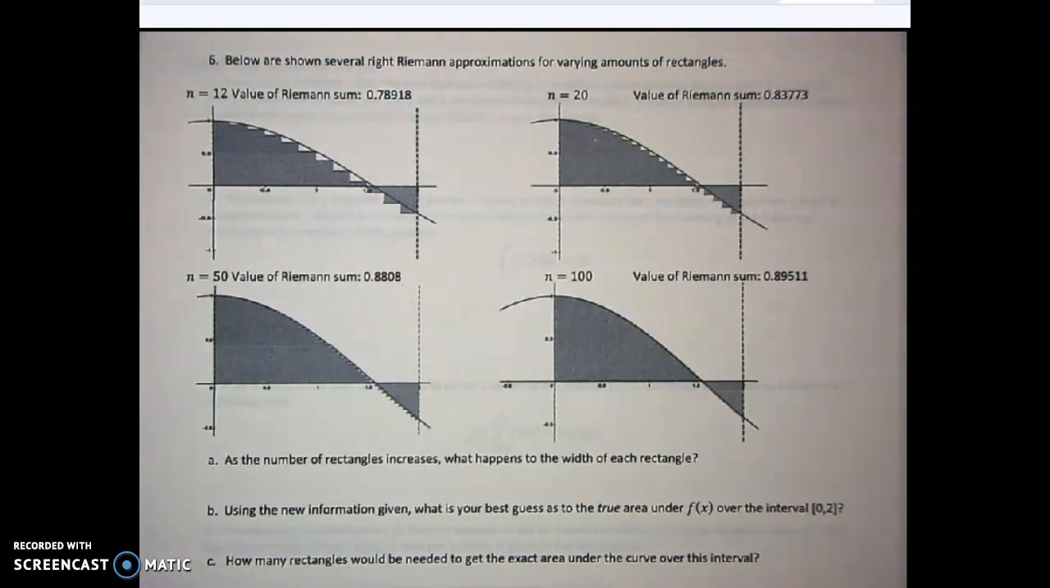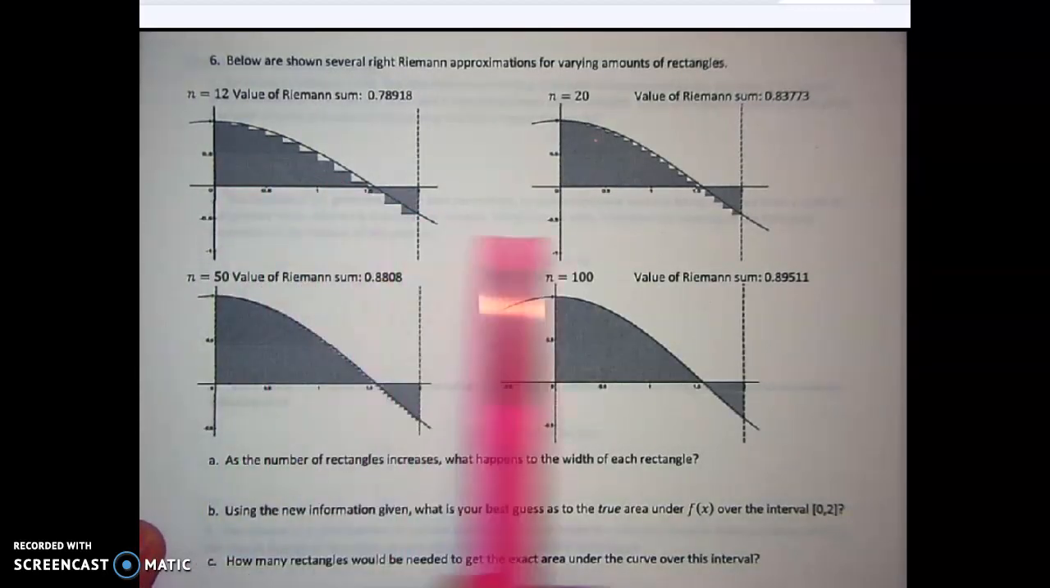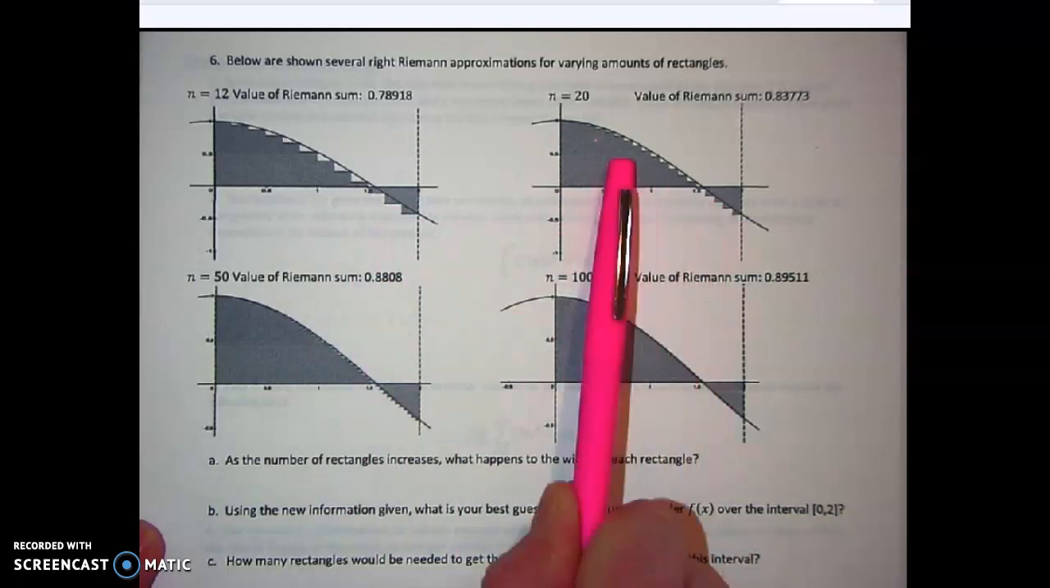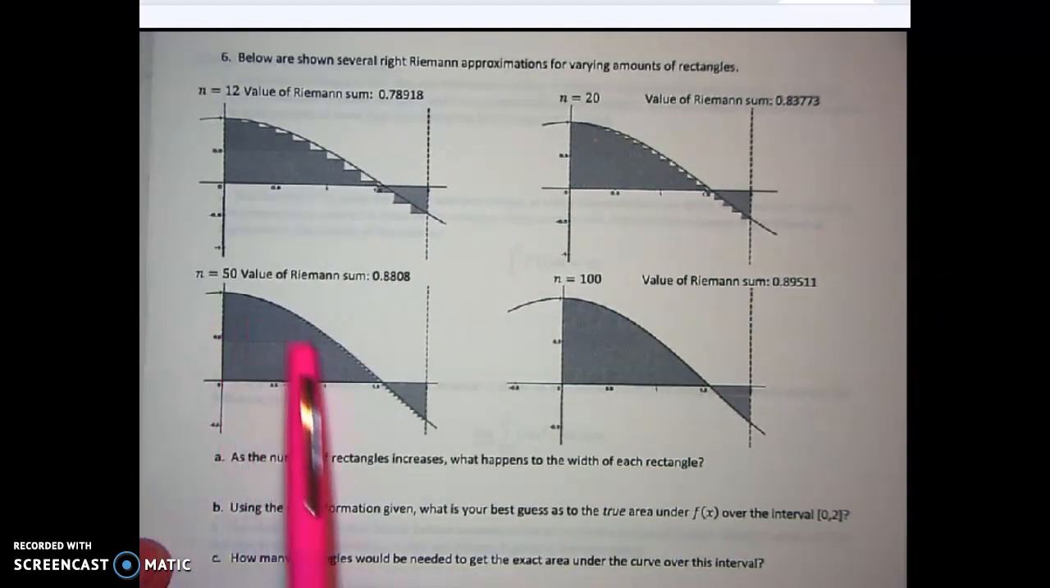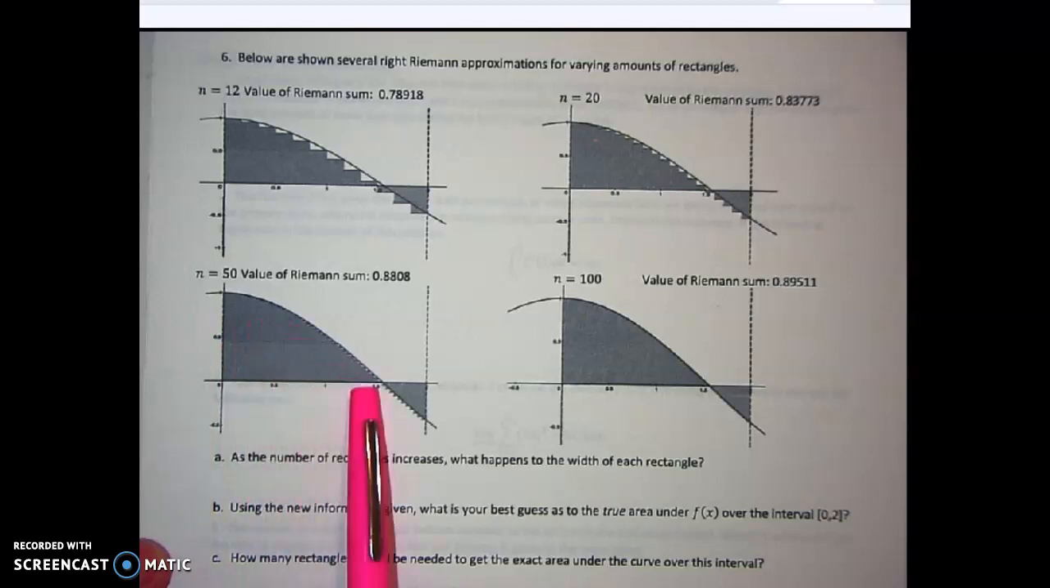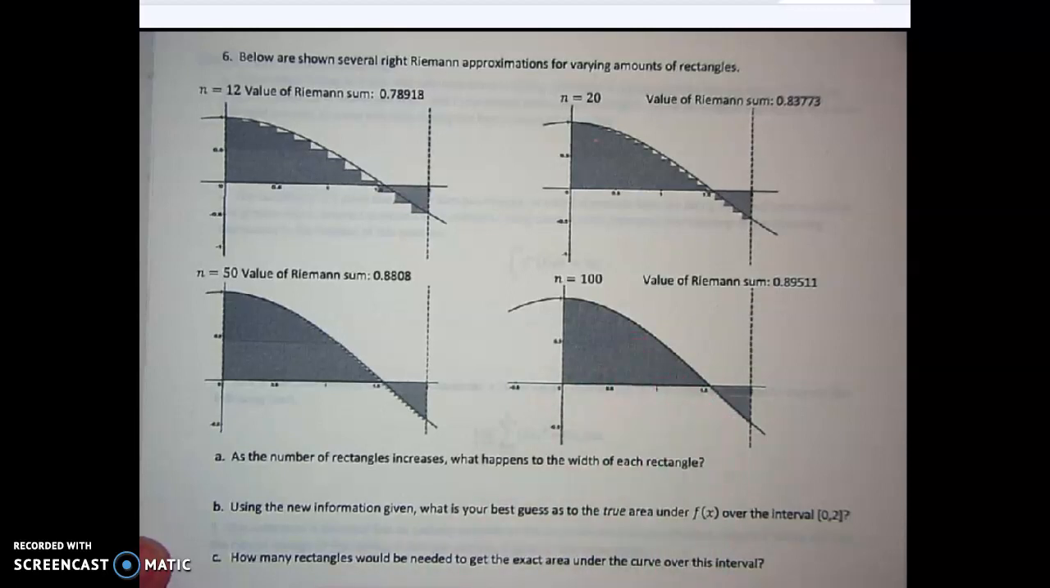And here are 4 examples of an increasing number of rectangles for that same function, the cosine of x. Here we have 12 rectangles. And here you notice 20 rectangles is getting to be a little bit closer of an approximation. Here are 50 rectangles. You can almost not even see any space. And here with 100, it looks like we pretty much have an exact approximation.